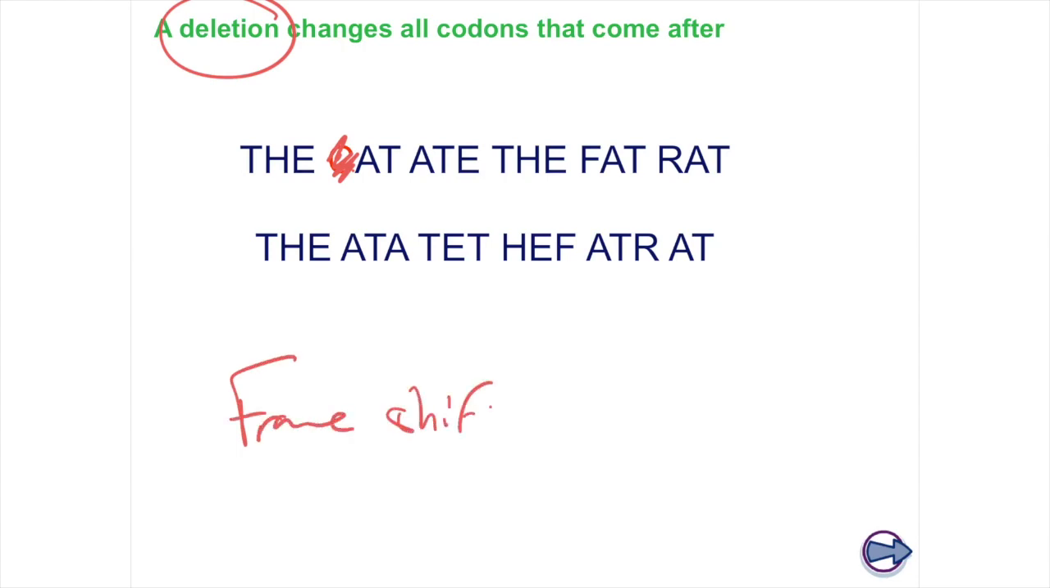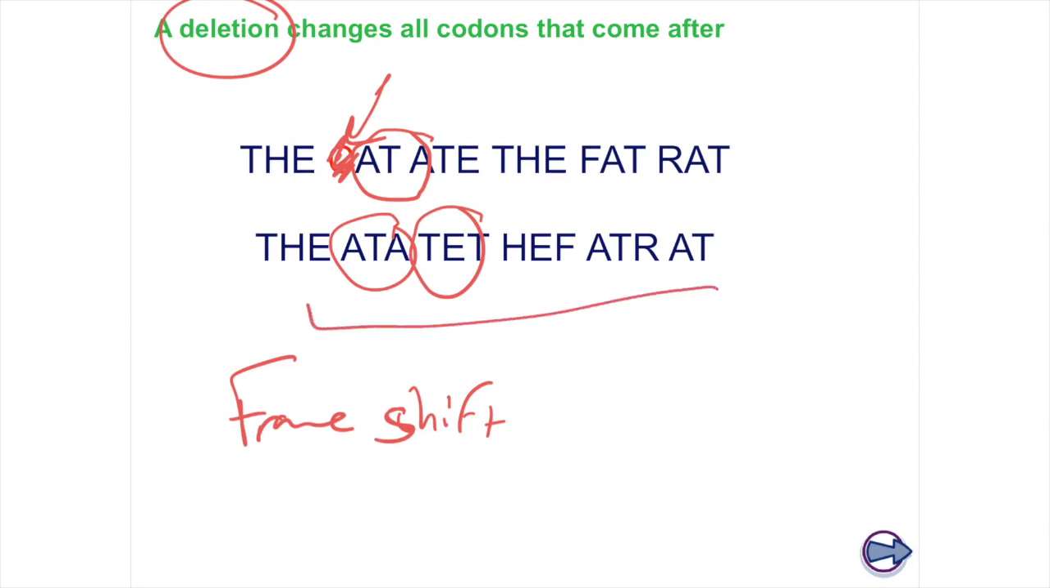A frame shift means that every single triplet after the deleted base will now be read in a different way. So this is going to become ATE, this will be TET, and you can see now the entire sentence is unreadable because of the loss of one base. Again, frame shifts are going to be less harmful if they occur later on or near the end of the gene, but nonetheless it will cause damage and affect all the triplets that come after.